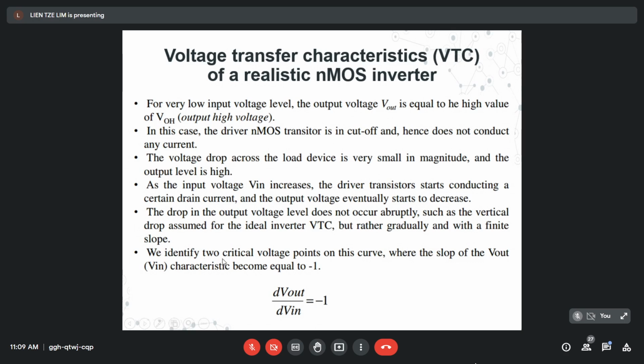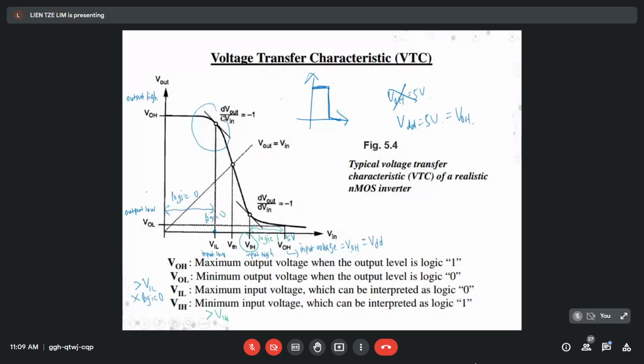We identified two critical voltage points on this curve where the slope of the Vout characteristic becomes equal to -1. The slope here is defined as dVout divided by dVin. This is the differential function. Differential functions indicate the slope in the VTC. So the slope is equal to -1. So you see this graph, the slope is at this point. This is not the slope. The slope you see, -1, is the slope for the VTC. There are two such points.